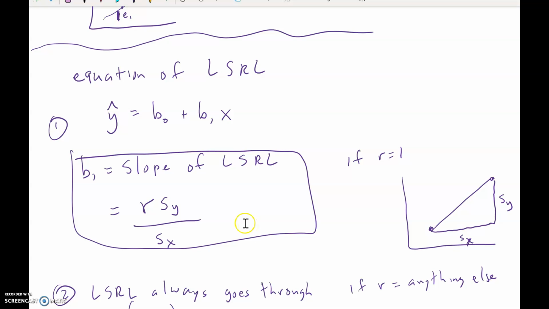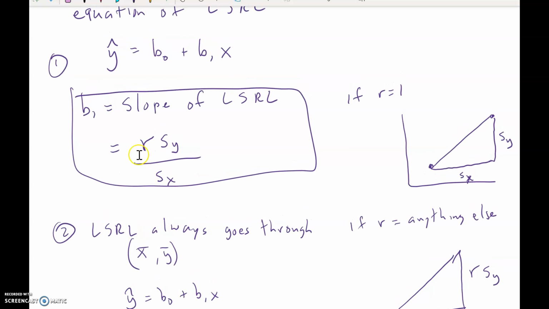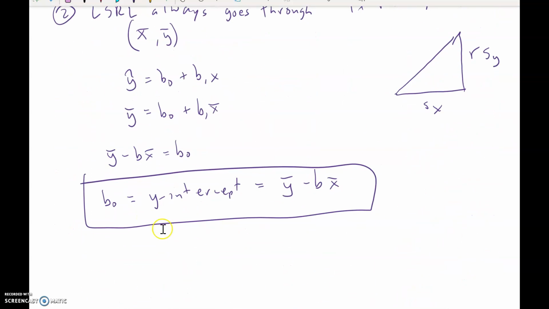Okay, so for a summary of the formulas, the slope of the formula is given by this. The slope, which in the book is labeled B1, other books call it different letters, but in our book it's B1, is equal to the correlation times the standard deviation of the y coordinates, whatever that is, divided by the standard deviation of the x coordinates. And then your intercept, which is labeled B0, is given by this formula.